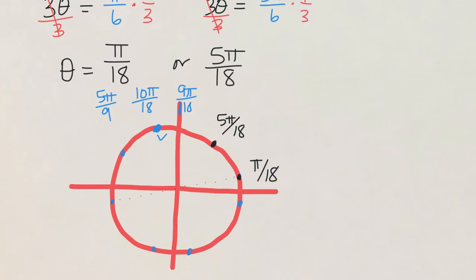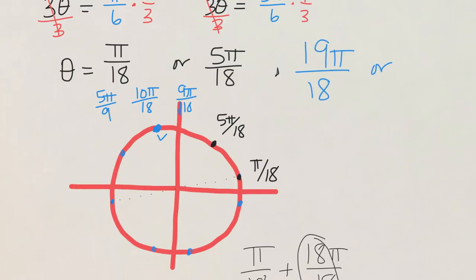So what are my other angles? What is 1 pi over 18 plus how many pi's? 18 pi over 18, because 18 divided by 18 is 1. So what's 1 pi over 18 plus 18 pi over 18? 19 pi over 18. Or, what happens if I add pi to 5 pi over 18? I get 5 plus 18 is 23 pi over 18.